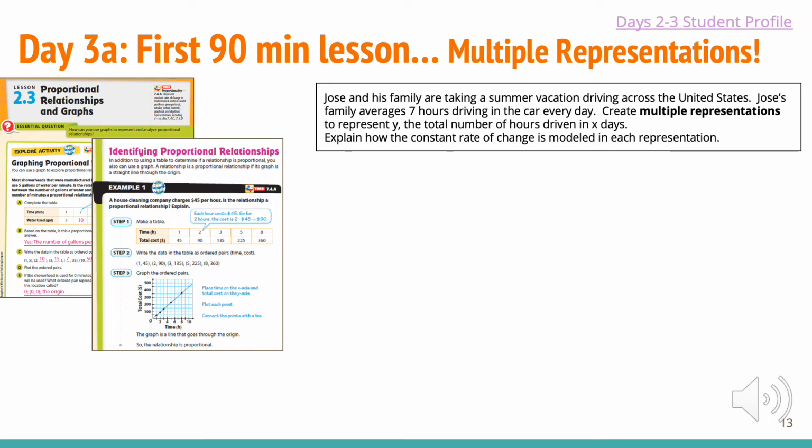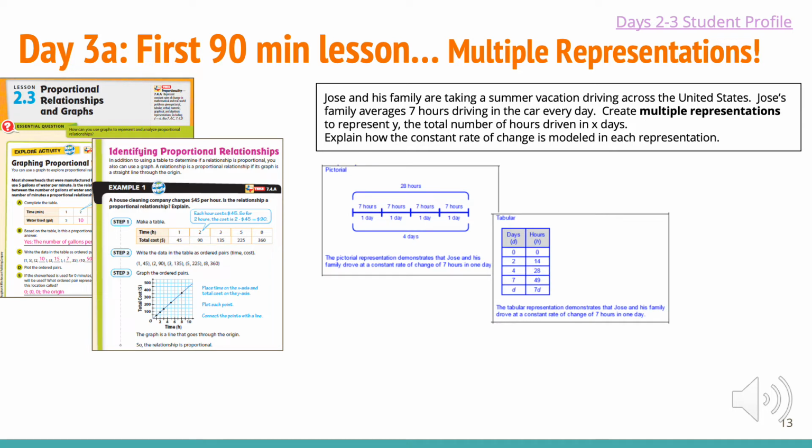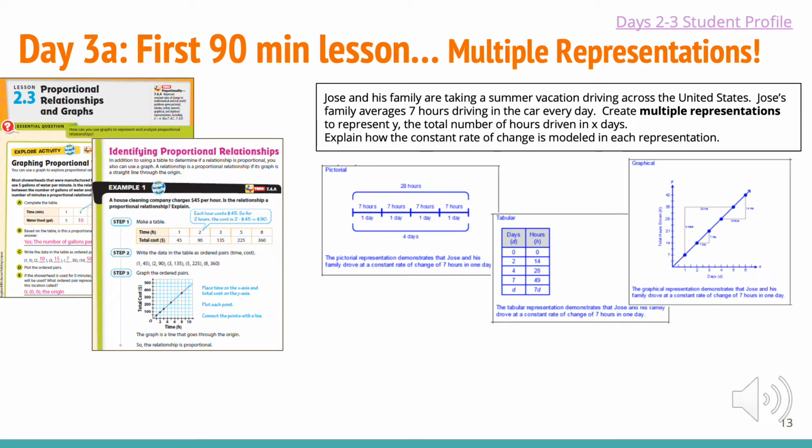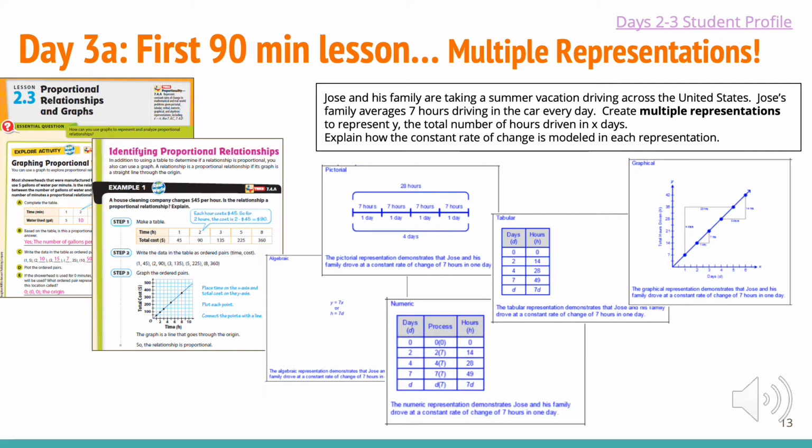What are the types of multiple representations? Here's one example of a family that drives 7 hours every day. There's a pictorial, a tabular, a graphical, the algebraic, numeric. Numeric is very similar to the tabular, but now we're actually showing the process involved in how the hours is dependent upon the days. And then the verbal representation. We must insert the multiple representations in order to address the TEK properly.